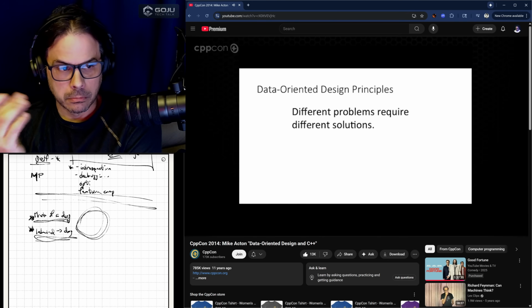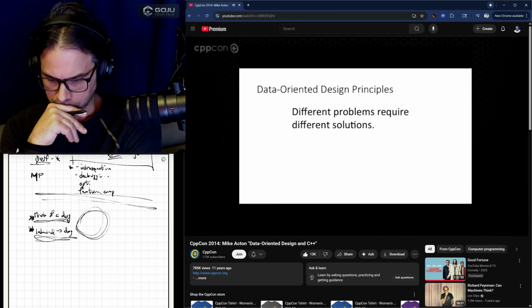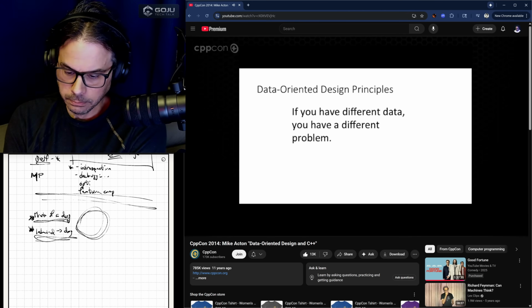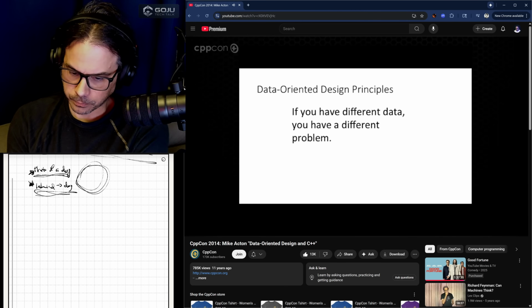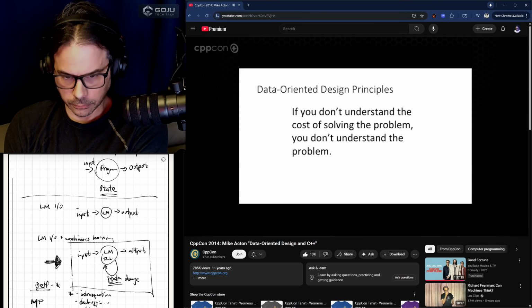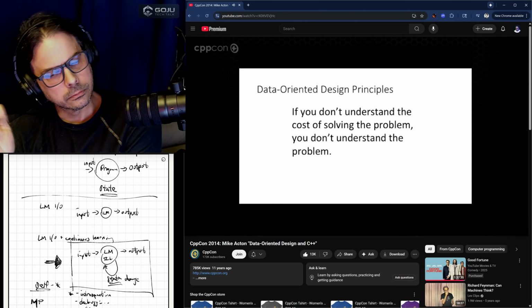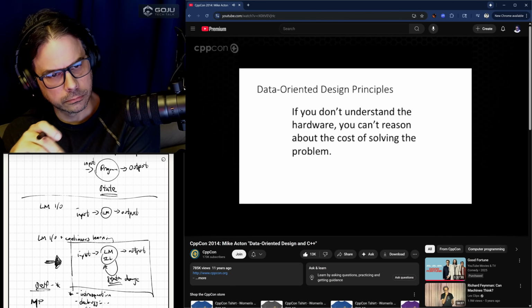And different problems, this should be obvious, require different solutions, right? Everybody should agree with that. Agreed. So if you have different data, you have a different problem, right? Which requires a different solution. If you don't understand the cost of solving the problem, you don't understand the problem, right? If you can't reason about the cost of the things you're doing, you don't really understand the problem. If you don't understand the hardware, you can't reason about the cost of understanding the problem.